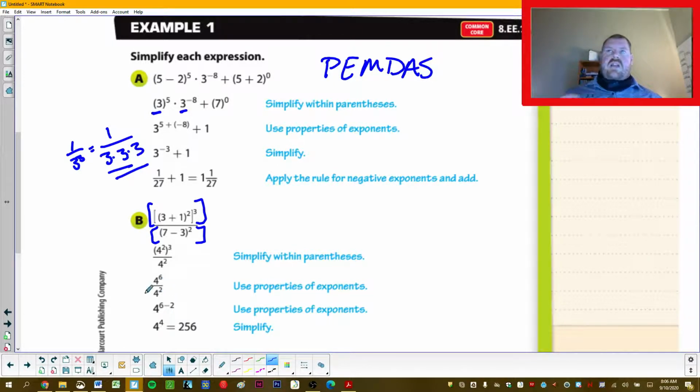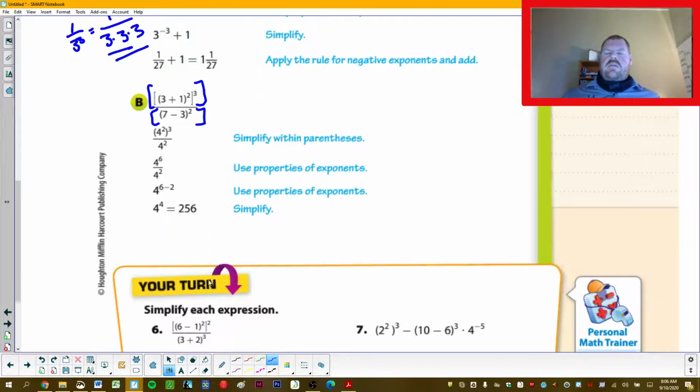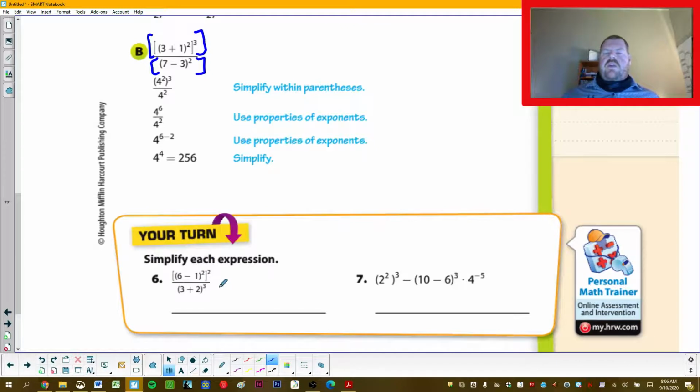And since I have that division, that tells me to subtract. With that division telling me to subtract, 6 minus 2 is 4, 4 to the 4th. We wrote that on the first page as 256. Okay. Go ahead and pause the video and try these two your turn problems. Use the above two problems as guides.